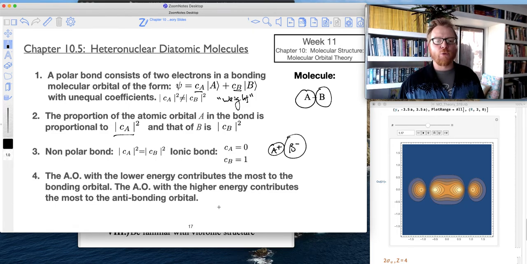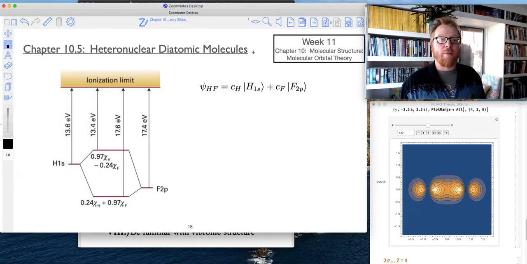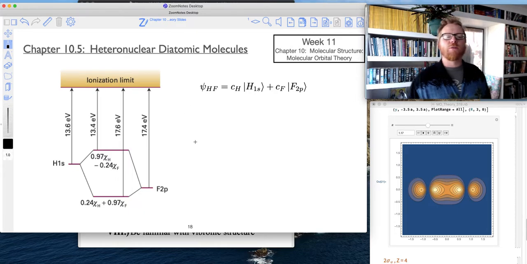So I'm just going to go through one example in full detail of this, and that's the classic halogen, HF. We could also use HCl or HBr, but all of those molecules serve as really classic examples of how to start constructing a wave function of a heteronuclear diatom, and of course the description of a polar bond.